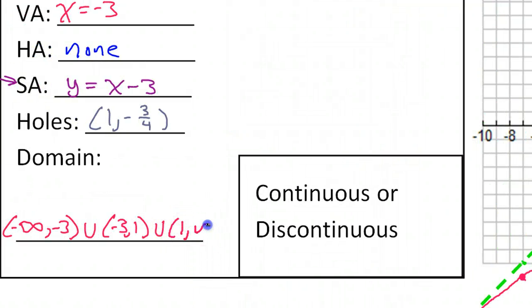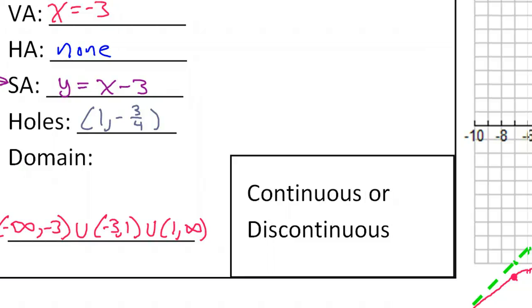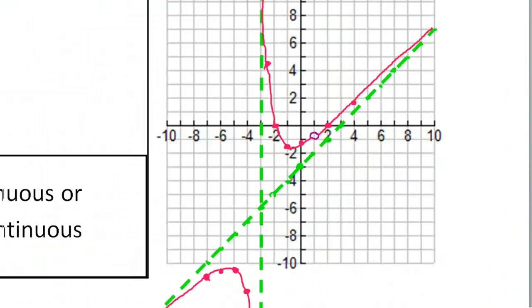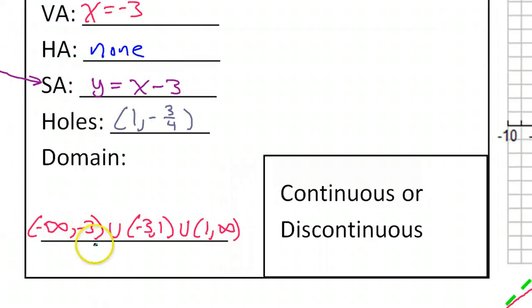Alright, 1 to infinity. Now we're going to leave all of these as round parentheses because you can't reach the asymptote and the hole is not included. So the round parentheses are leaving out the asymptote and leaving out the hole.